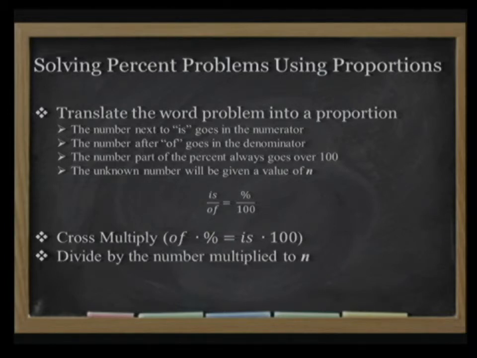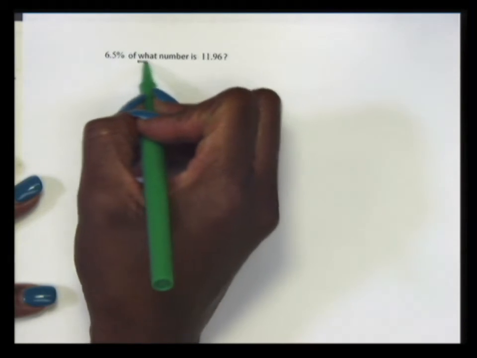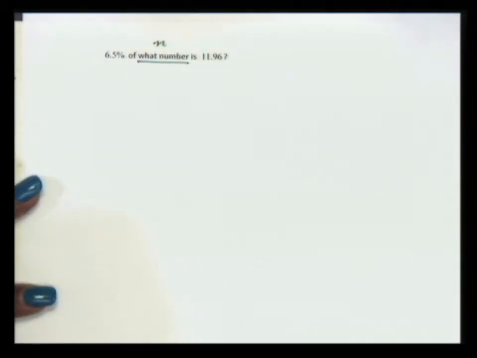Once the proportion is set up, we'll cross multiply. And again, we'll divide by the number multiplied to the n. Let's look at an example. In the example that I have here, we have 6.5% of what number is 11.96? Here, when we see the question of what number, this is where the letter N will go.